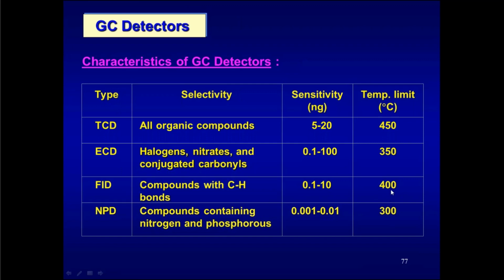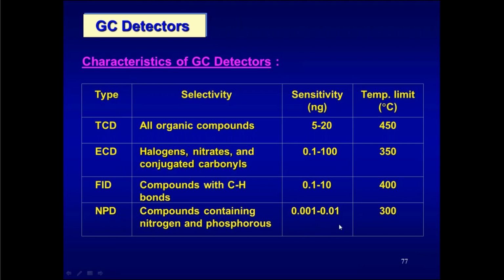This is the most commonly used because of its very high sensitivity. TCD is also used because it's a general purpose detector and temperature limit is high. Coming to the last one, NPD, it is a selective detector. It is selective towards compounds containing nitrogen and phosphorus. To such compounds, the sensitivity is extremely high. You can see it's much higher than these two also.